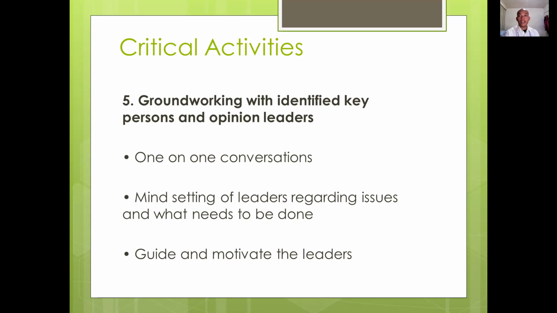Ganito yung magiging community natin. Okay? And once I share my idea to him, he can be the one to start influencing all of you already. Okay? At the same time, ganoon rin sa community. Groundworking with just the leaders. You can have one-on-one conversations with them para malaman mo yung opinions nila and you can talk to them about, sir, kasi ito yung gusto naming i-implement. Ano po sa tingin nyo? Okay po ba? Okay? Mind setting also of leaders regarding issues that need to be done.